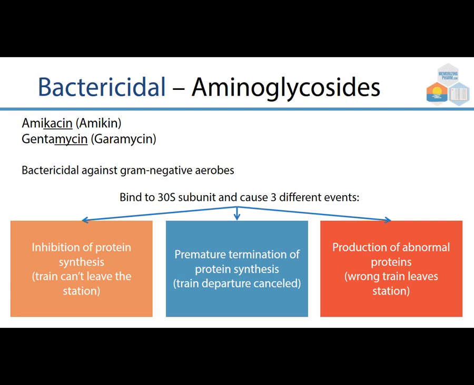So these bactericidal drugs work against gram-negative aerobes. It binds to the 30S subunits and causes 3 different things. Either it inhibits protein synthesis, train can't leave the station. It prematurely terminates the protein synthesis, train departure is canceled. Or the production of abnormal proteins, where the wrong train leaves the station. So those are the 3 ways that it can work against these gram-negative aerobes.